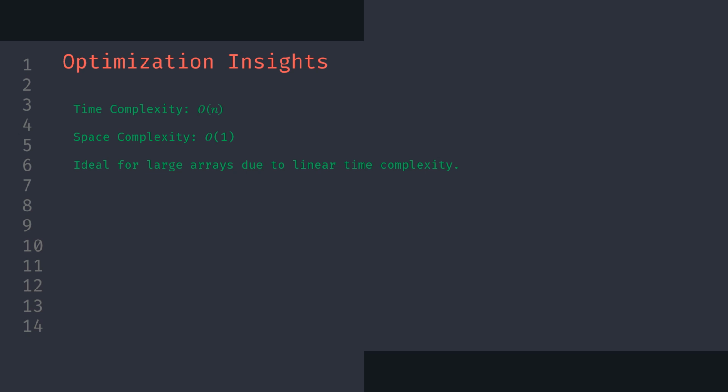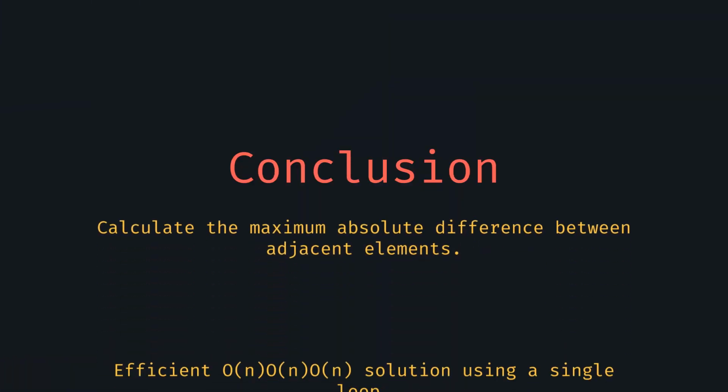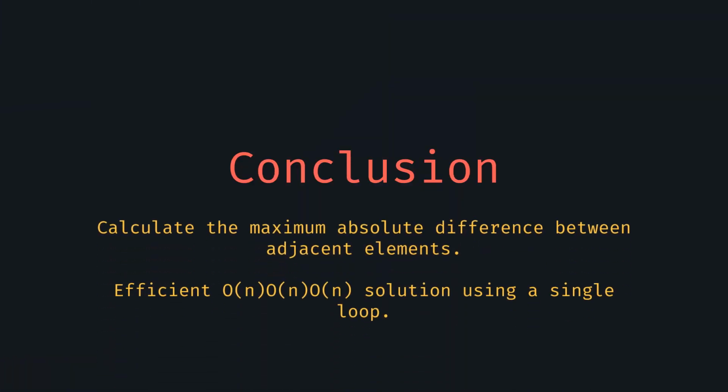This algorithm is highly efficient with a time complexity of O(n), making it scalable for large datasets. It only uses a constant amount of extra space, ensuring optimal resource usage. To summarize, this program efficiently finds the maximum difference between adjacent elements in an array using a linear time approach.